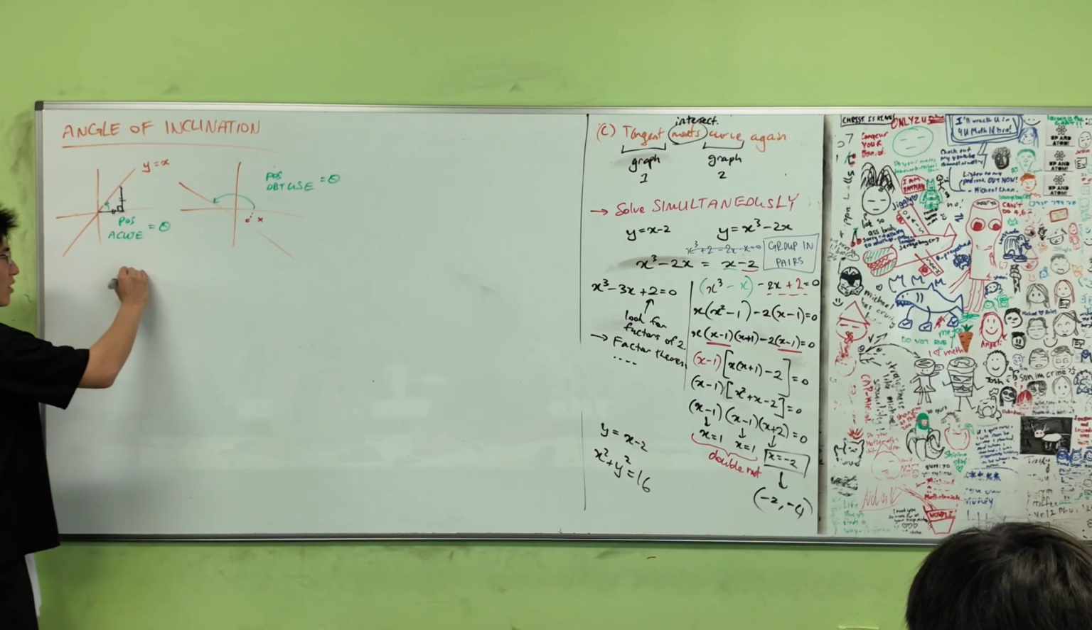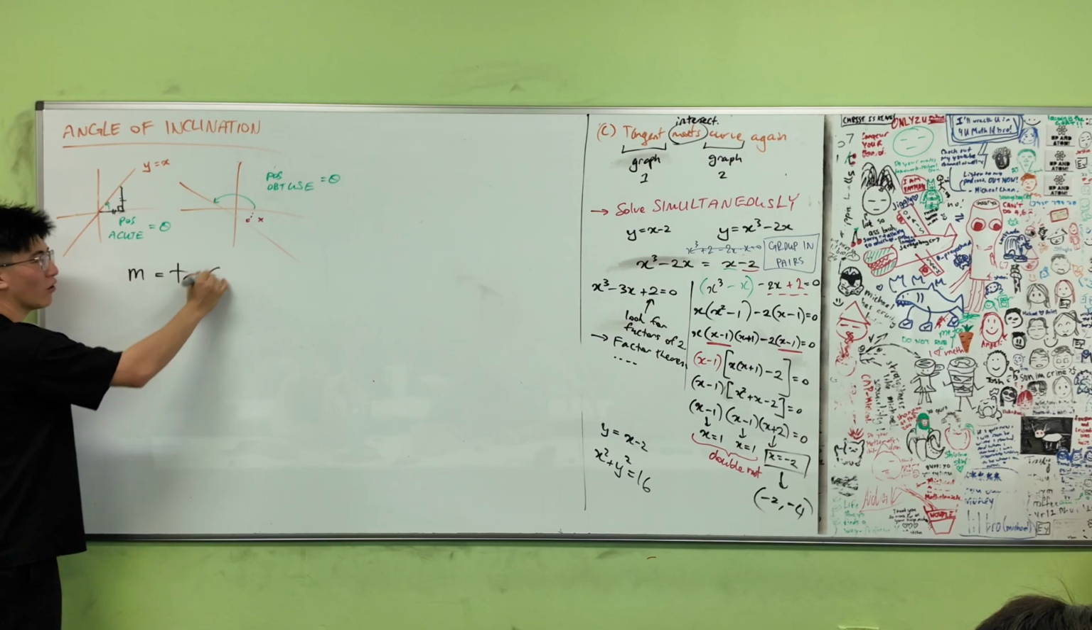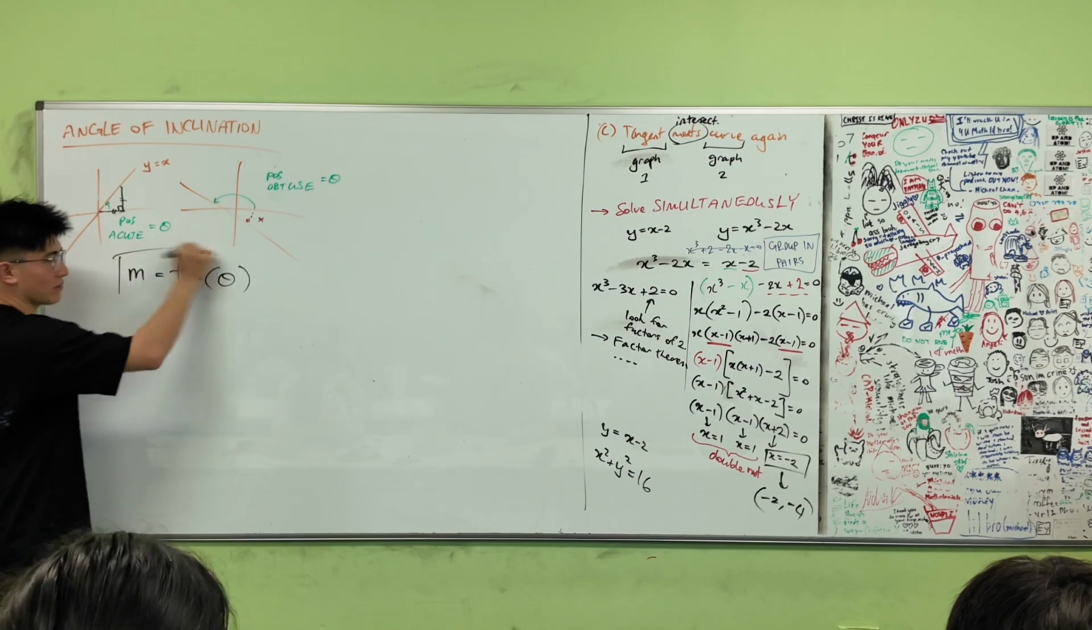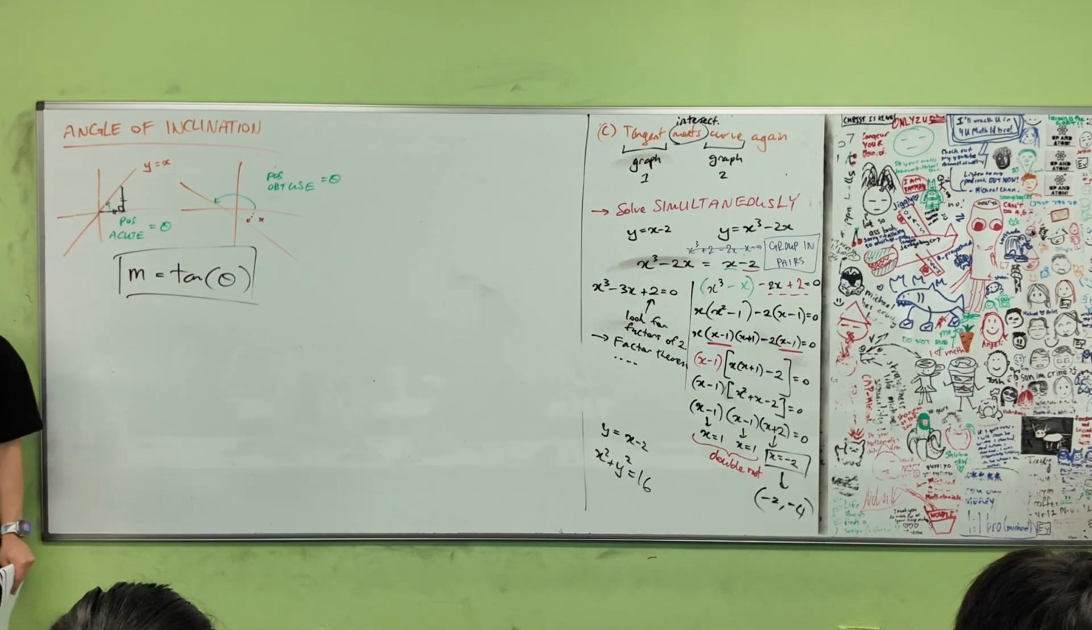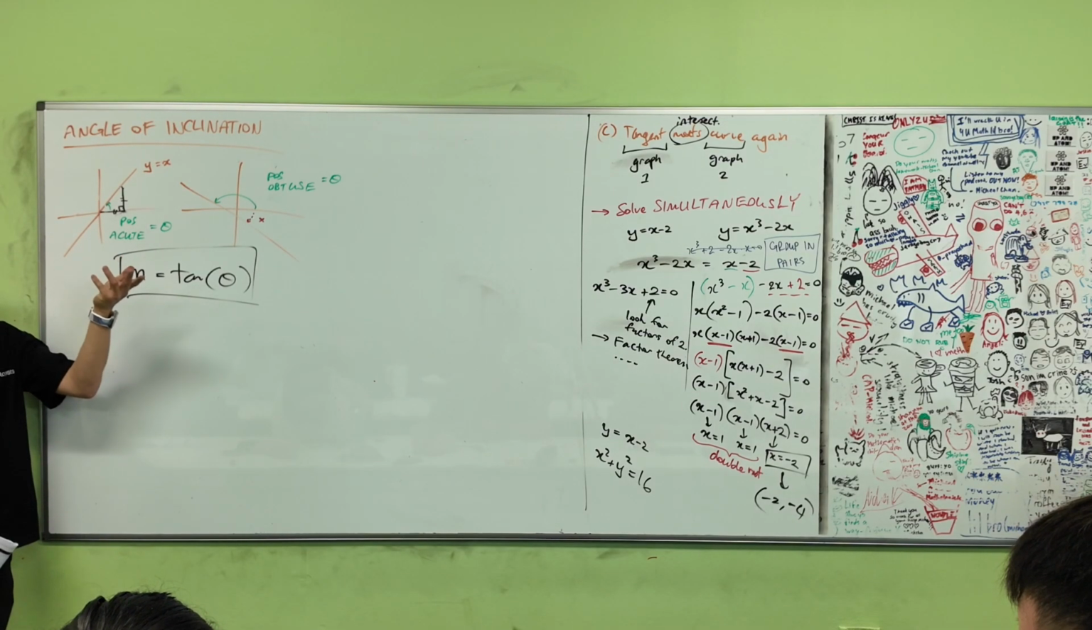Alrighty. So, here's the one big formula you need. You just need this one thing. Gradient of any line is equal to tan of the angle of inclination. Why is that the case?